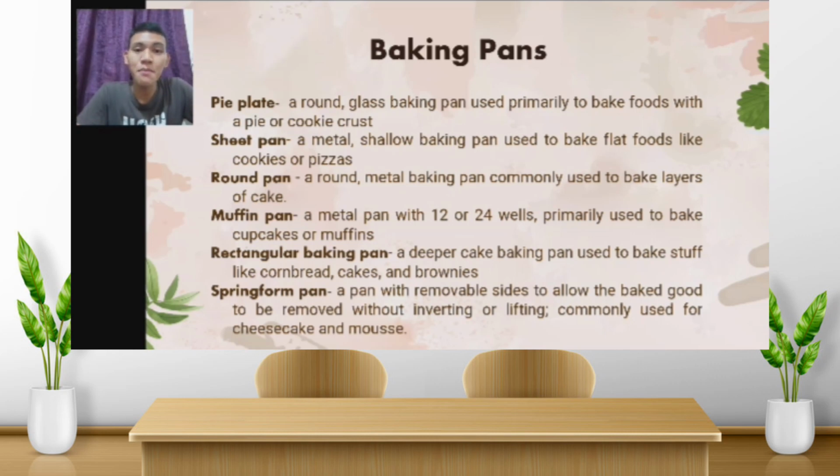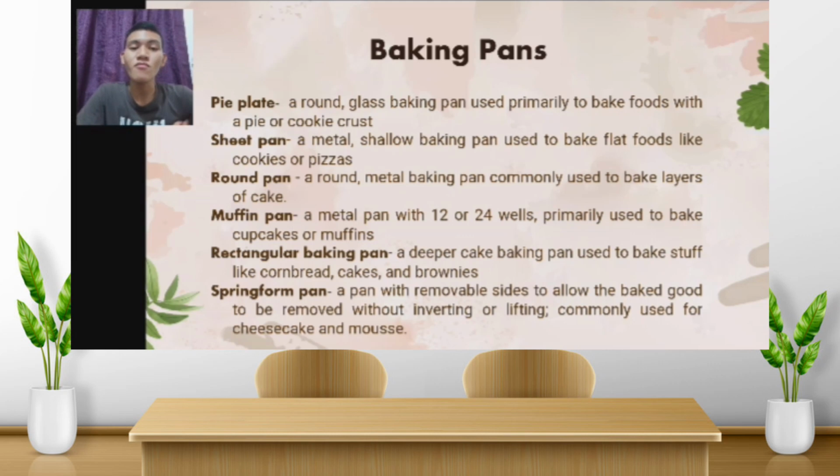Okay, we have here the pie plate. When we say a pie plate, it is a round glass baking pan used primarily to bake foods with a pie or a cookie crust. We have the sheet pan, a shallow metal baking pan used to bake flat foods like cookies or pizzas. We have also a round pan. Of course, a round pan. It is a metal baking pan commonly used to bake layers of cake.